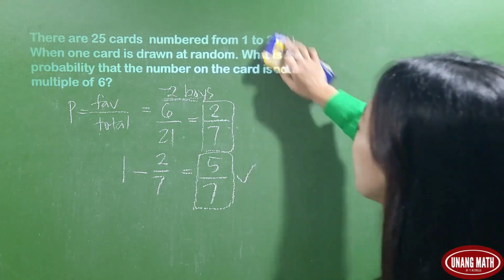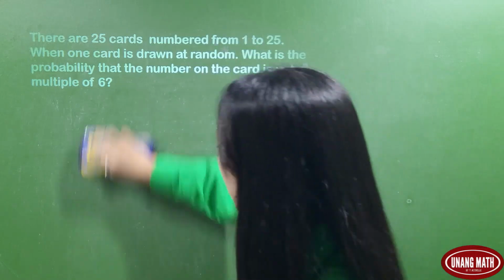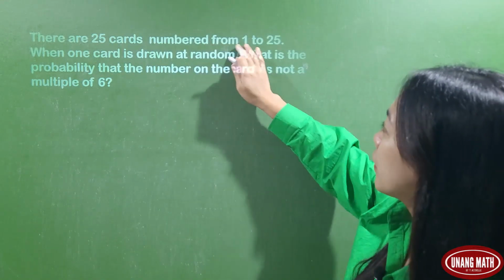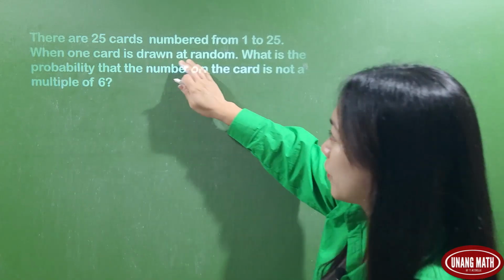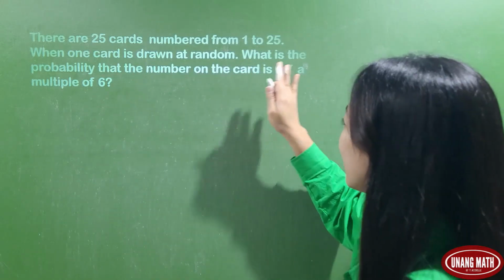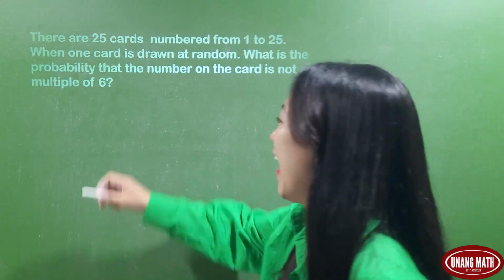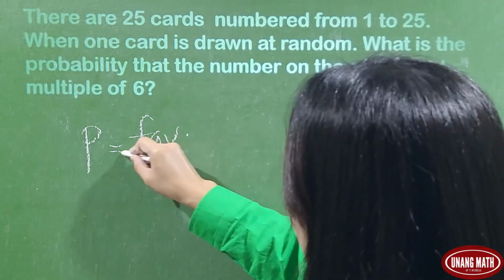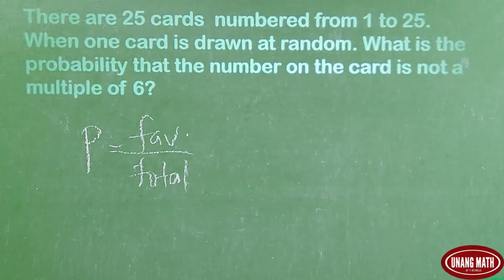Okay, this time, let's answer the simple questions. The first one is, there are 25 cards numbered from 1 to 25. When one card is drawn at random, what is the probability that the number on the card is not a multiple of 6? Okay, so probability is favorable outcome over the total possible outcome.